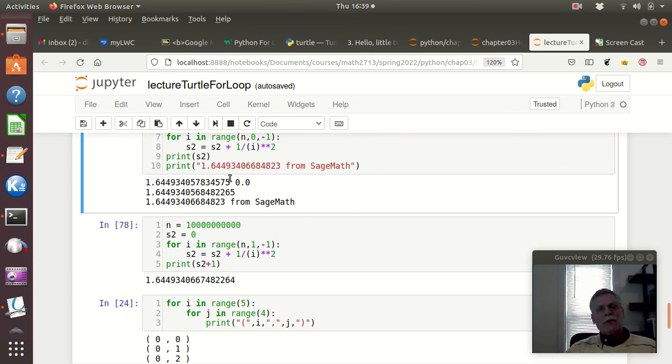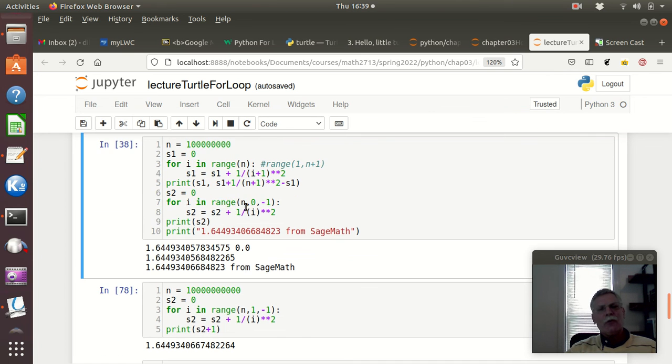But this is showing you then that if I try to add those 1 over k squared, k equal 1 to n, that you do get a better answer by adding biggest to smallest.